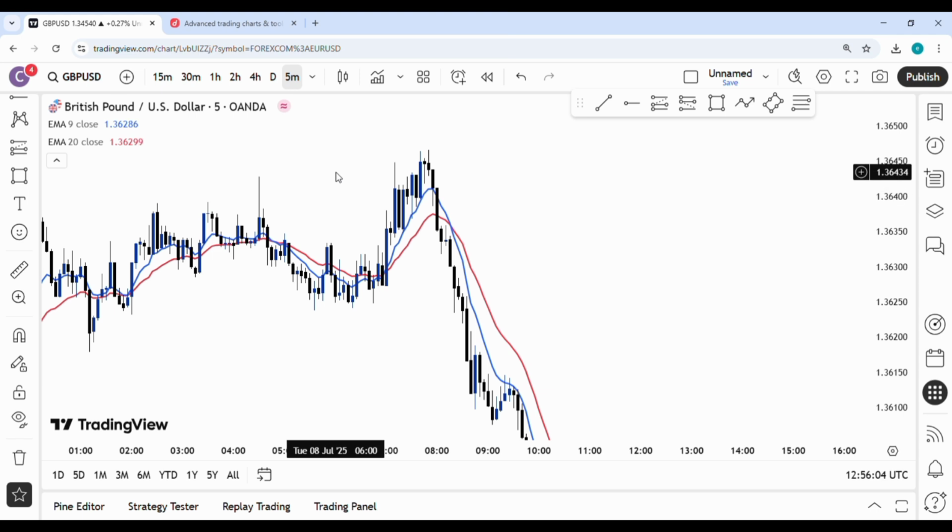Remember, we are using the 5-minute time frame. We are not determining the bias of the market because we are scalping. We are in and out within minutes. We are scalping. So now this is a bearish strong breakout. So what we need to do is to mark it out.